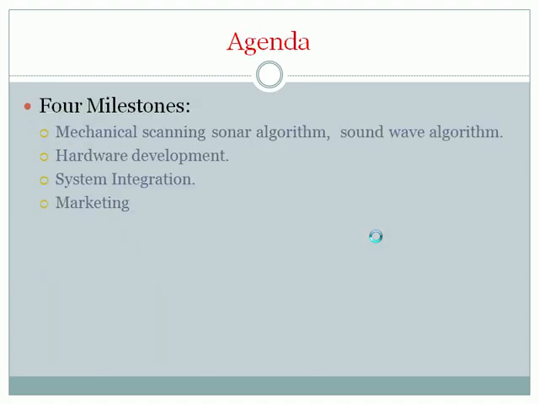This is my agenda. My agenda is divided into 4 milestones. The first one is the algorithms, in other words, the software. The second part is my hardware. The next part is the system integration between the software and the hardware, and my marketing.